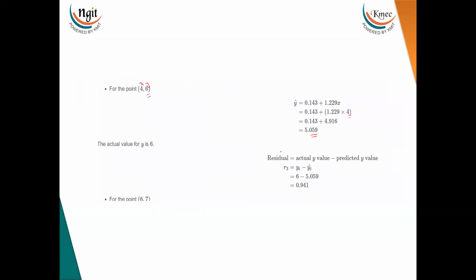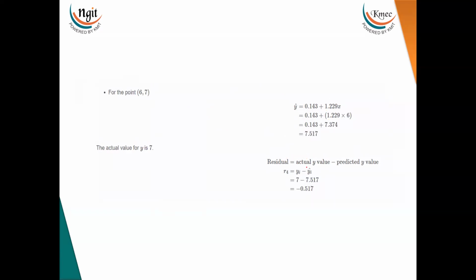Now let us name it as R3, that is residual. Actual Y value minus predicted value, that is 6 minus 5.059. It is 0.941. Again, it is a positive sign. In the graph also, it is above the regression line. You can cross check once again.